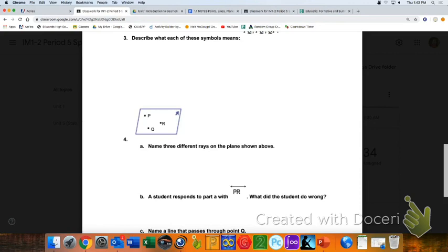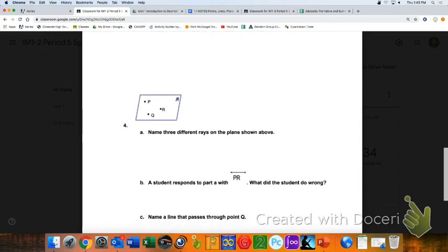So I could connect point Q to point R, couldn't I? Like start at Q and then go through R. That would be one ray. I could start at P and go through R. That's another ray. I could start at R and go through P. That would be another ray. Okay? 3 different rays.